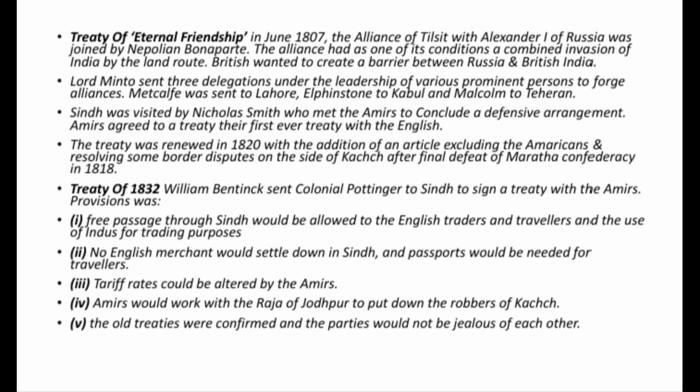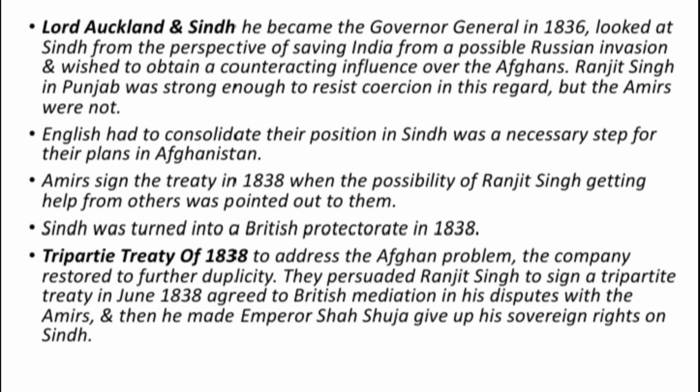Now, Lord Auckland and Sindh. Lord Auckland, who became the Governor General in 1836, looked at Sindh from the perspective of saving India from a possible Russian invasion, and wished to obtain a counteracting influence over the Afghans. Ranjit Singh in Punjab was strong enough to resist them in this regard, but the emirs were not. Thus the English viewed that they had to consolidate their position in Sindh as a necessary first step for their plans in Afghanistan. They got an opportunity when Ranjit Singh captured a frontier town of Sindh.